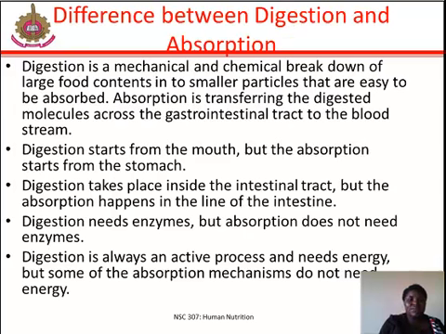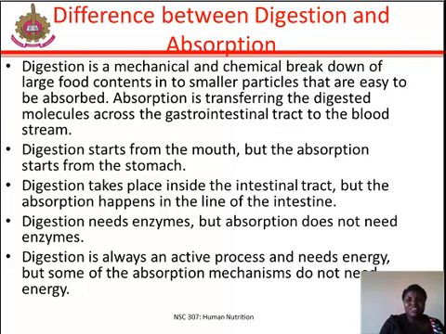Looking at the differences between digestion and absorption. Digestion is the mechanical and chemical breakdown of large food contents into smaller particles that are easy to absorb. Absorption is transferring the digested molecules across the gastrointestinal tract to the bloodstream. Digestion starts from the mouth, but absorption starts from the stomach.